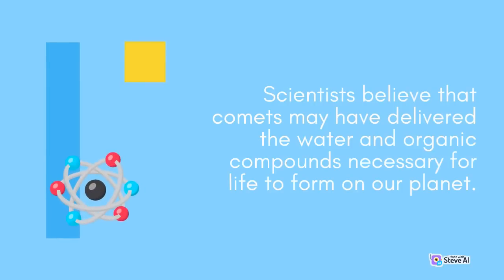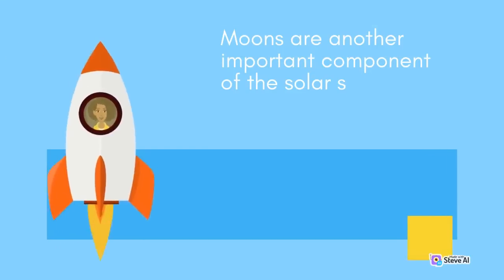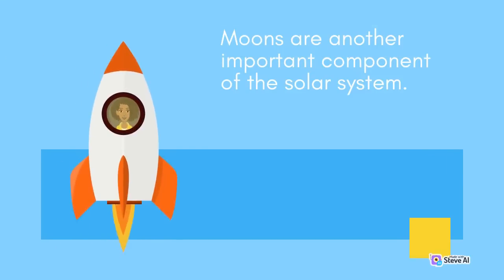Scientists believe that comets may have delivered the water and organic compounds necessary for life to form on our planet. Moons are another important component of the solar system.